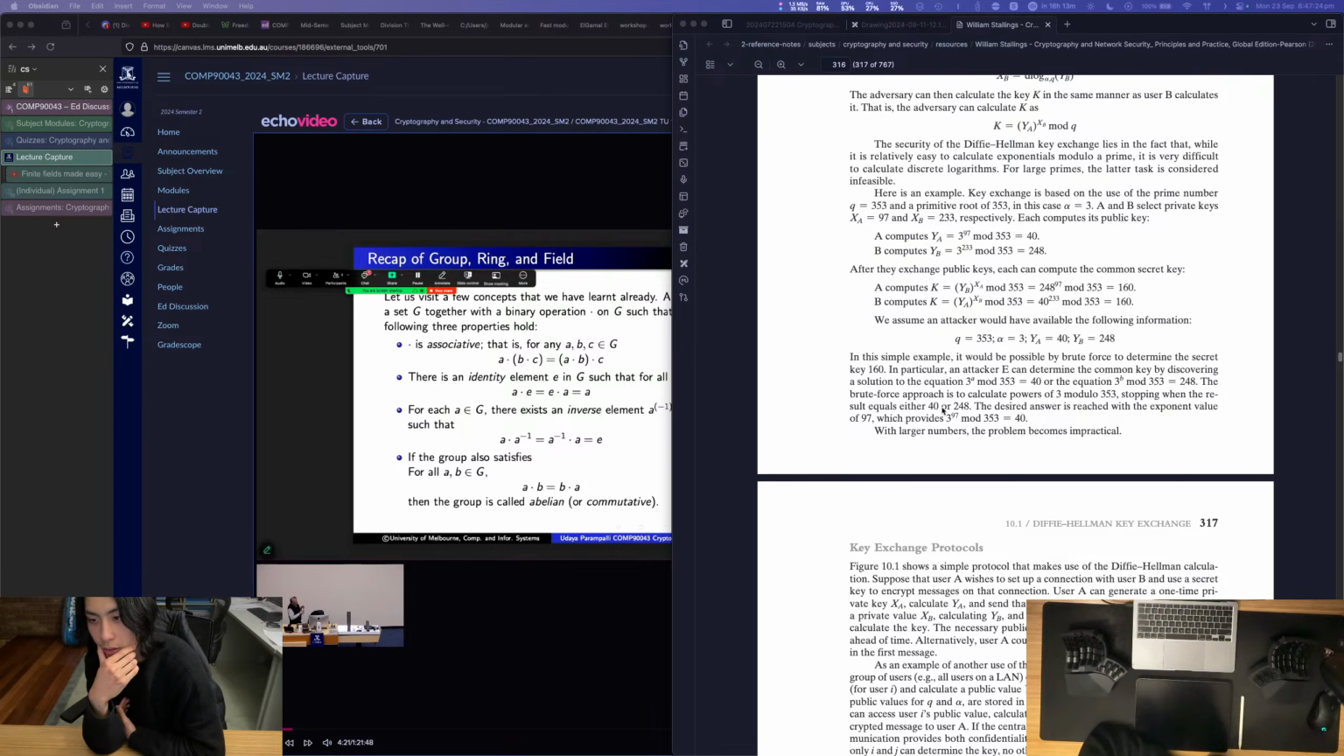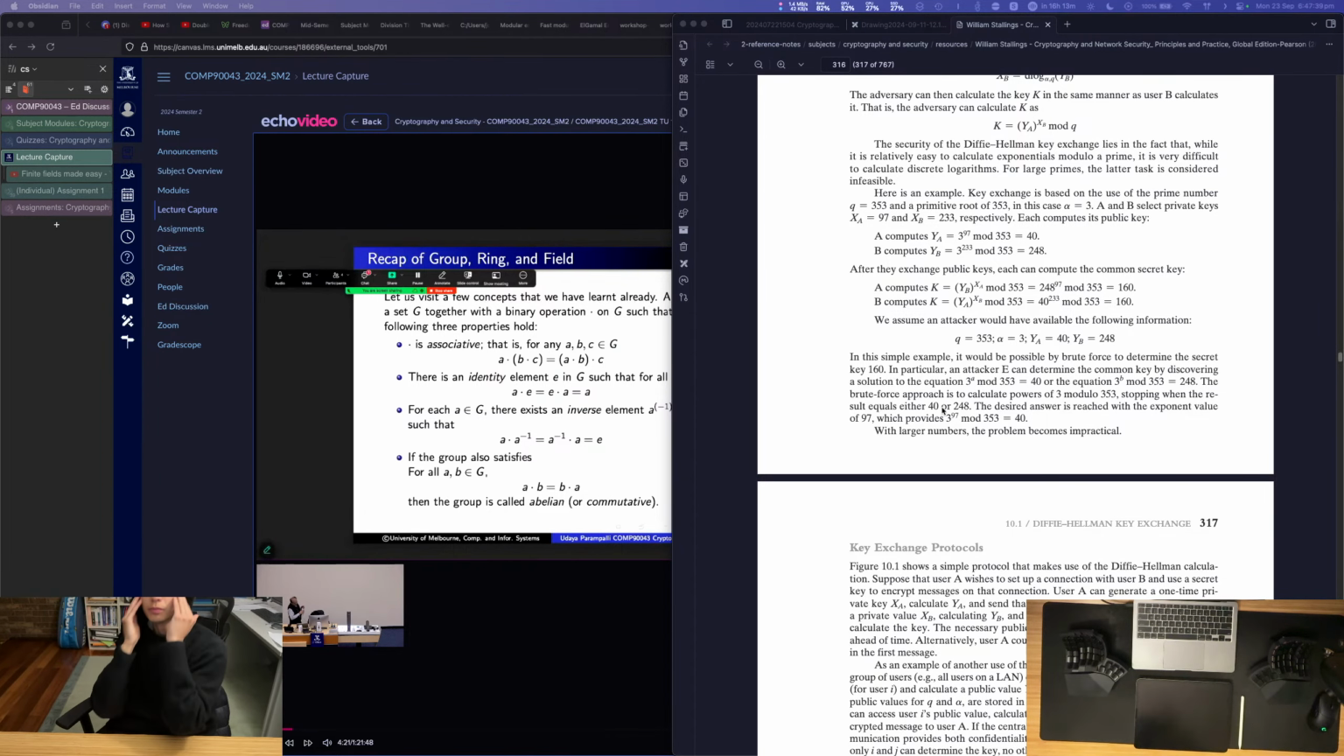The desired answer is reached with the exponent value of 97, which provides this, equal to 40. With large numbers, the problem becomes impractical.